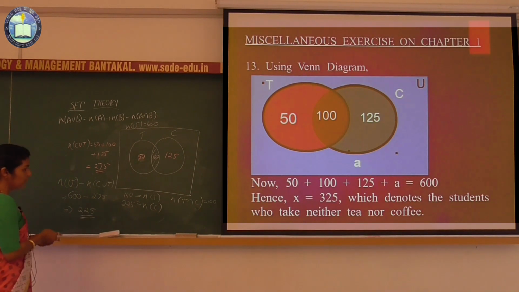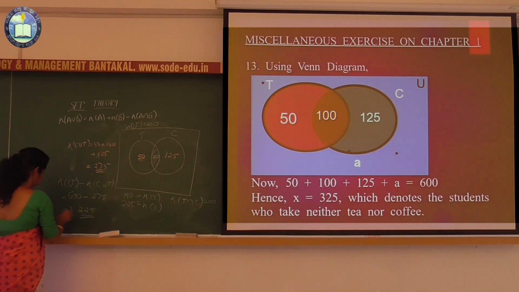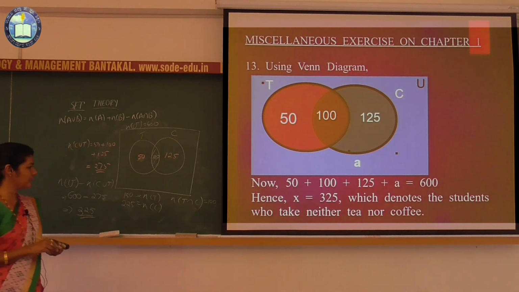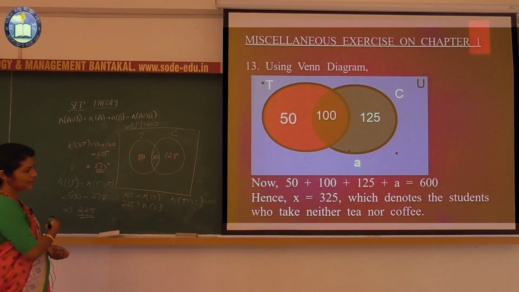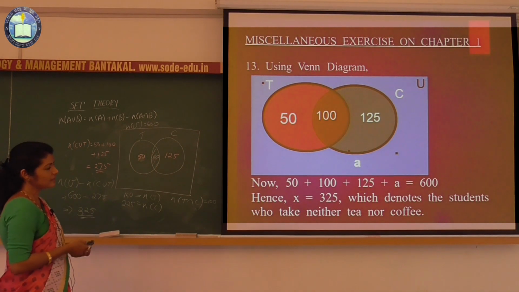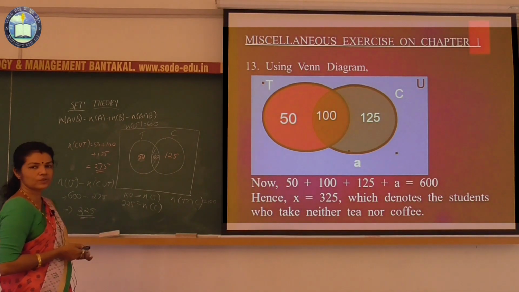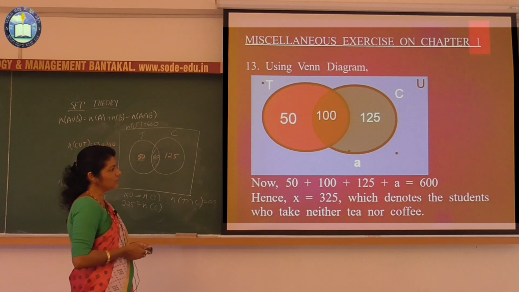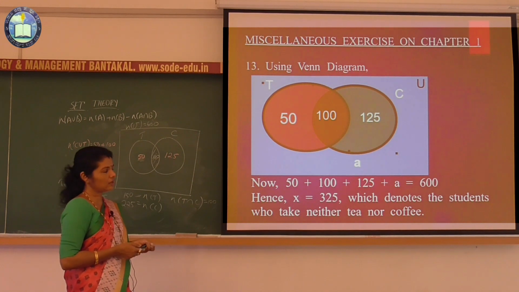There is a correction in the mode calculation actually. 600 minus 275 gives you 325. Not 225, it is 325. Make the correction. So the answer is 325: the number of students who do not take tea and coffee, neither taking tea nor taking coffee.